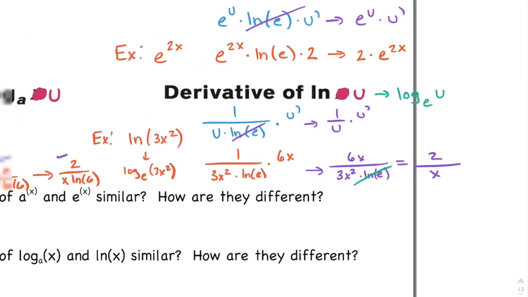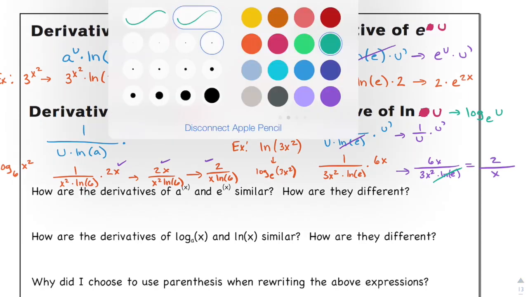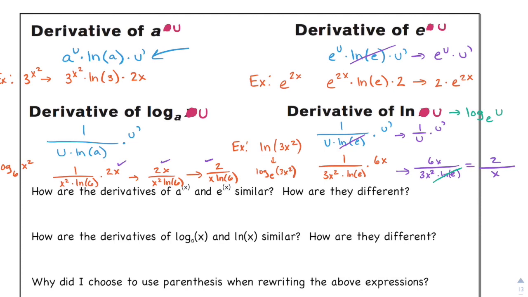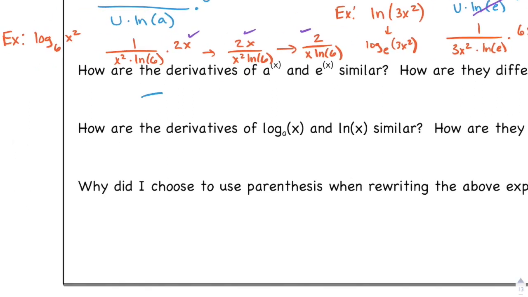Okay, so again, I don't want to teach it like it's 4 separate derivatives. They are 2 separate derivatives, a to the u and log base a of u. And when I calculate using these 2 separate derivatives, this one right here and this one right here, we get special outcomes when we do ln of e or e to the u. We just get a lot more that goes away and cleans up out of it. So how are the derivatives similar? They are the same.